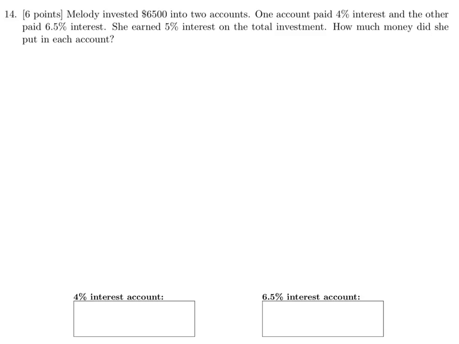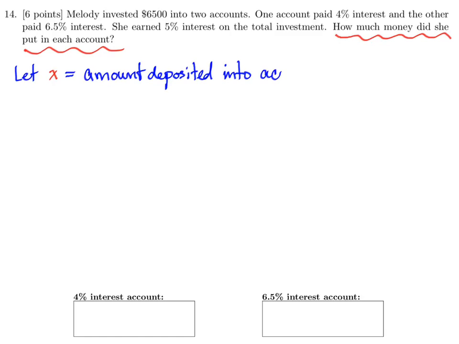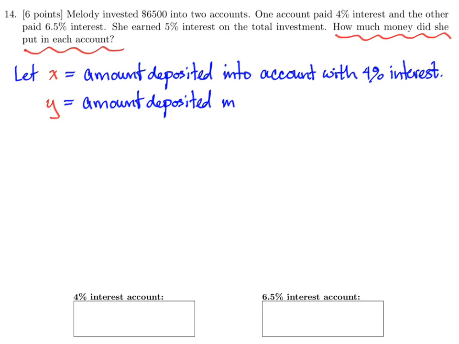So to figure out what the variable or variables are going to represent, we look at the question that's asked. The question is, how much money did she put in each account? So that means we've got two unknowns. I'm going to start with X for one of the amounts of money. So X will be the amount deposited into the account with 4% interest. And then I'm going to use a different variable, Y, for the amount that she deposited into the other account, the account with 6.5% interest.